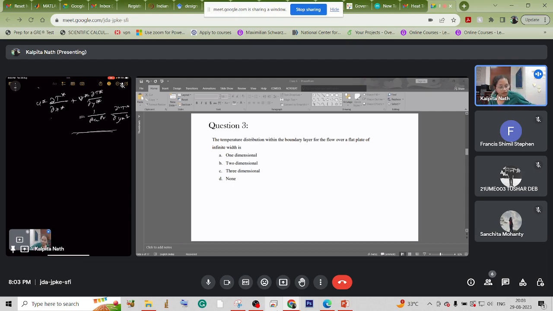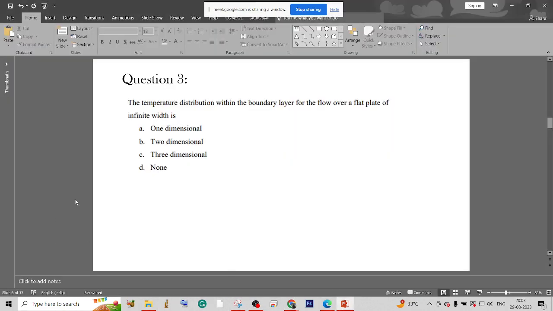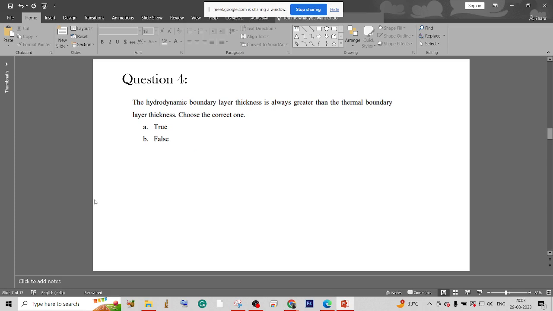Okay then, let us proceed to the next question. The hydrodynamic boundary layer thickness is always greater than the thermal boundary layer thickness. Whether this statement is true or false. Anyone? And false.